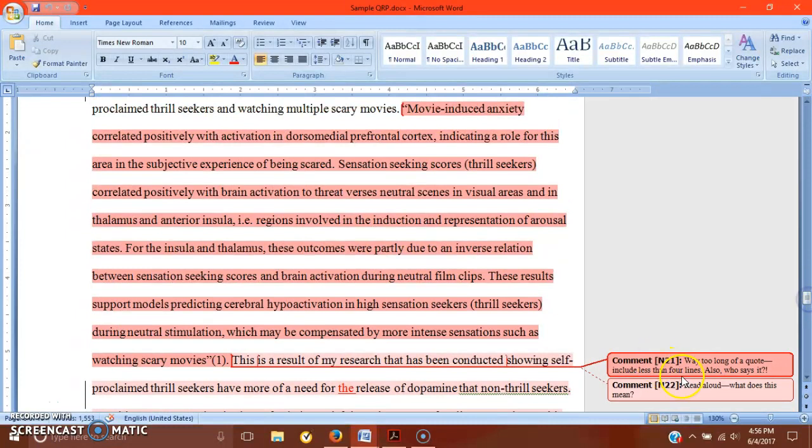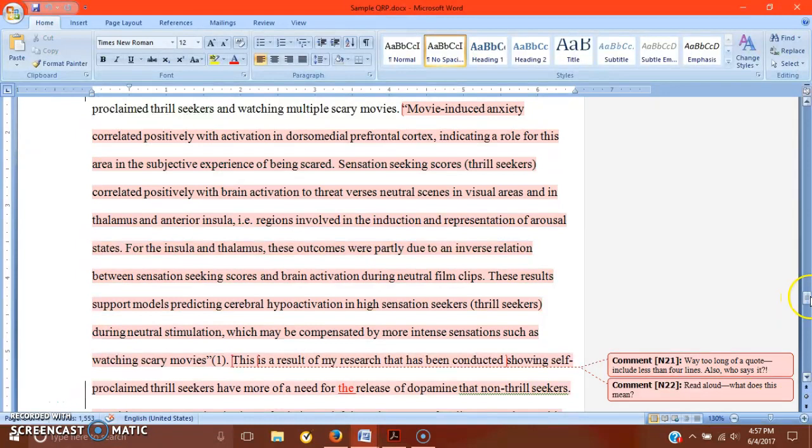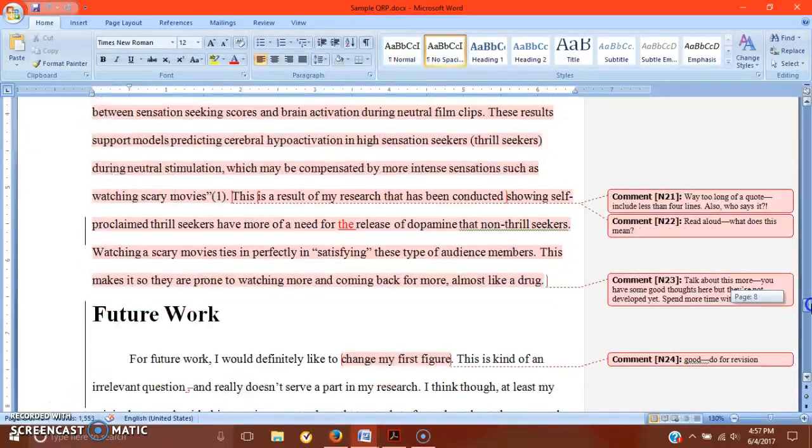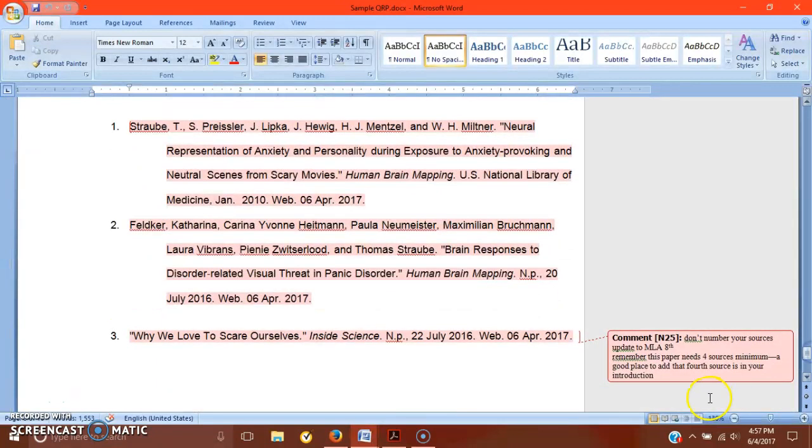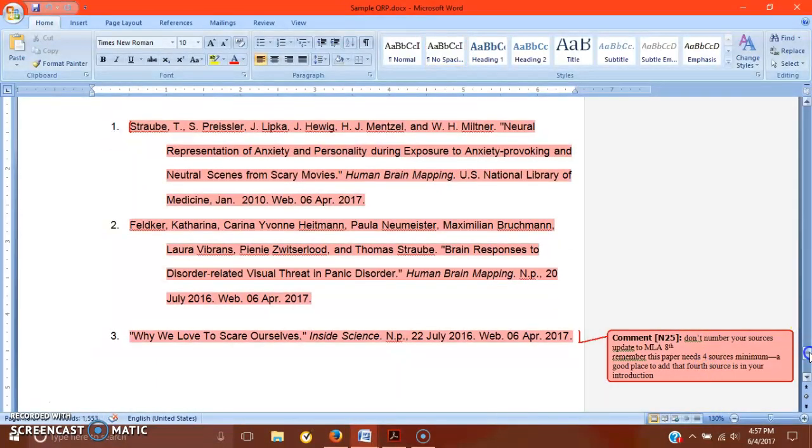So I said, this is way too long. I put, who says it? with the exaggerated exclamation point and question mark, as a means to get the student to correctly incorporate sources. Okay, so that's that. And then the works cited page, yeah, don't number your sources.